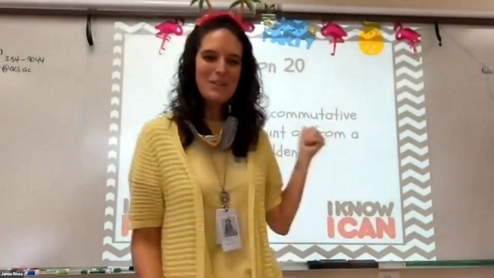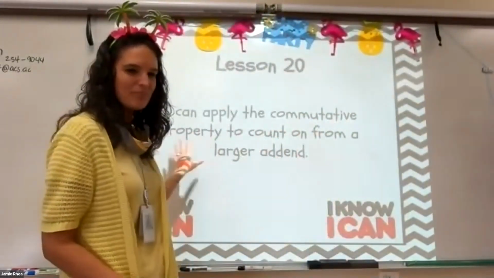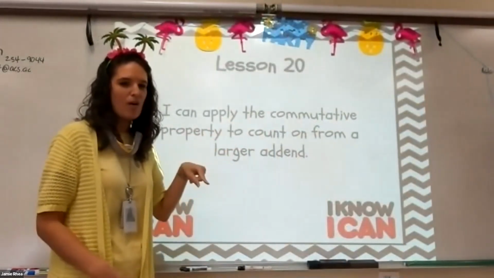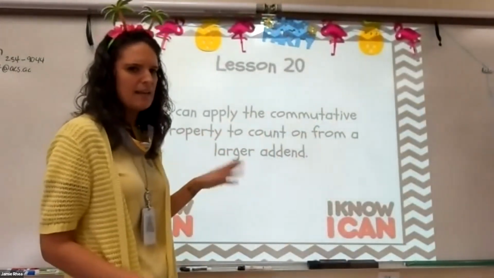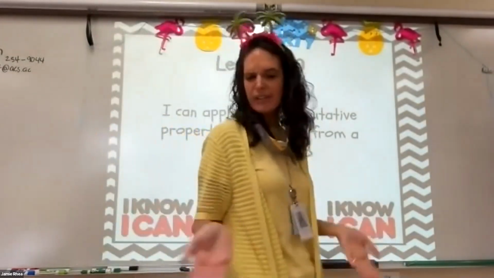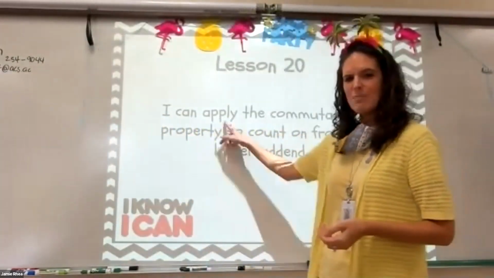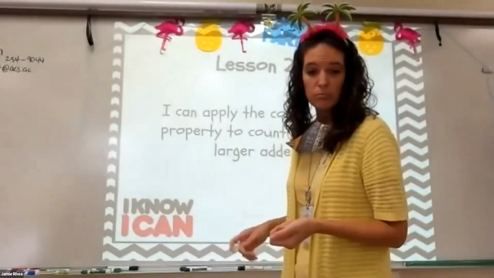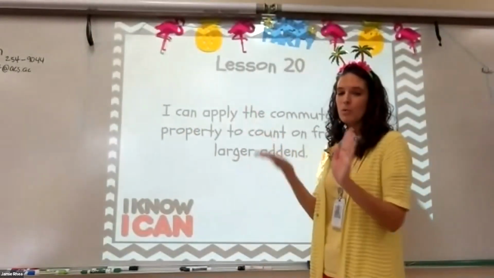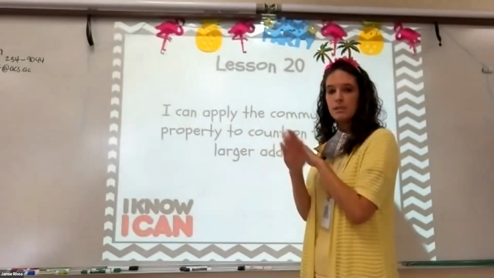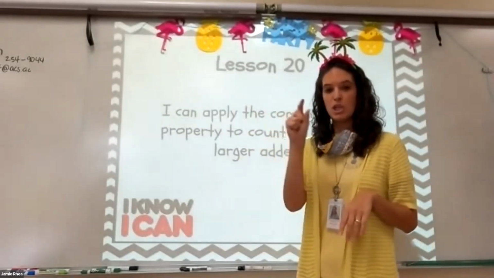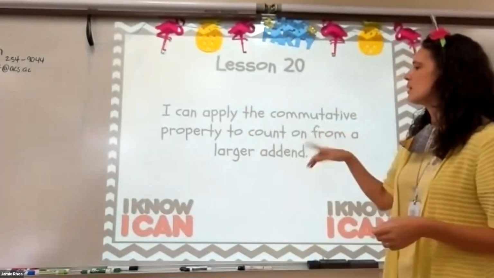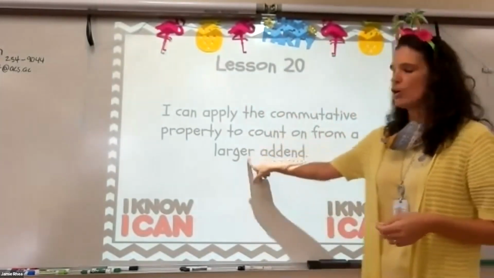So today we are doing lesson 20. I can apply the commutative property to count on from a larger add-in. Now, again, we have some words in there that are a little confusing. Apply means that you can use what you know. The commutative property, remember we were switching them around? So if we had 2 plus 3, then we change it to 3 plus 2. That's the commutative property. To count on from a larger add-in.